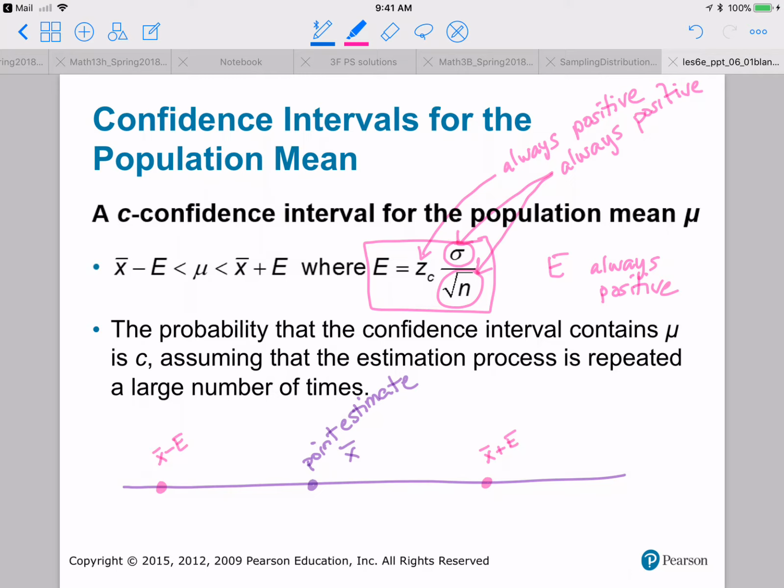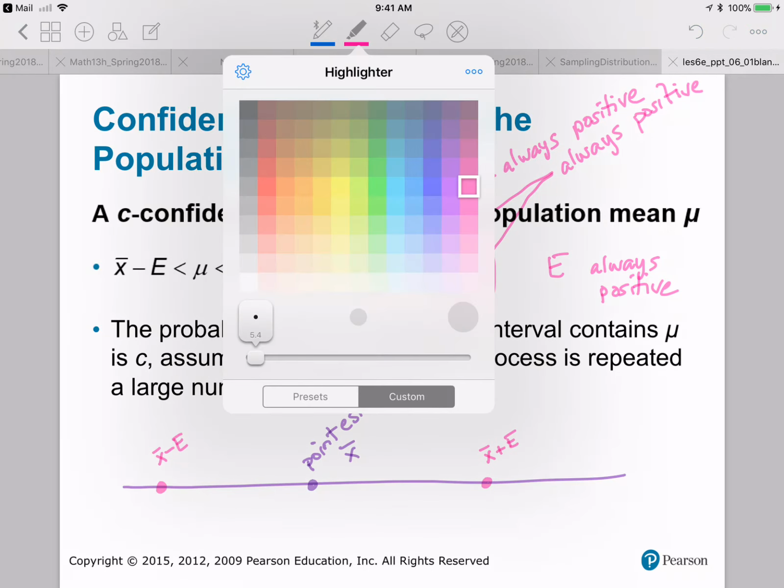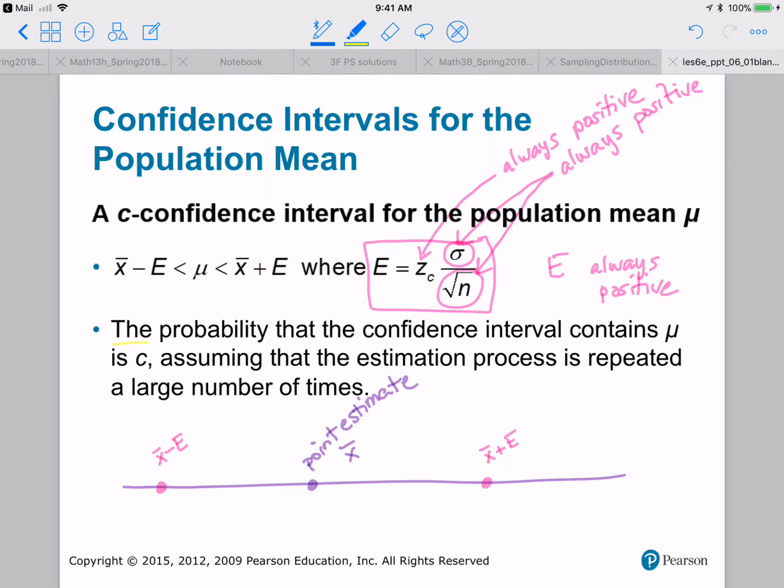So the probability that the confidence interval contains mu is C, assuming that the estimation process is repeated a large number of times. We'll talk a little bit about this later. But what does the confidence level tell us? Well, the confidence level tells us how many times. If we were to repeat this process of taking sample after sample and building confidence interval after confidence interval, what's the likelihood that the actual value would be in our confidence intervals? It's determined by C. That's what the C is telling us.